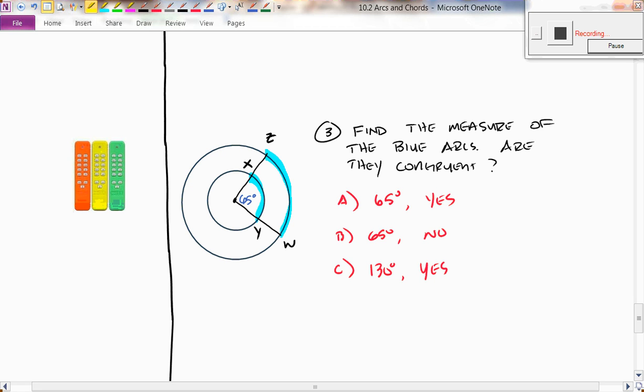All right. What do you think? Find the measure of the blue arcs. Are they congruent? What do you think about this one? The arc itself or the angle? The measure of the arc. Ooh, we got some controversy over this one.